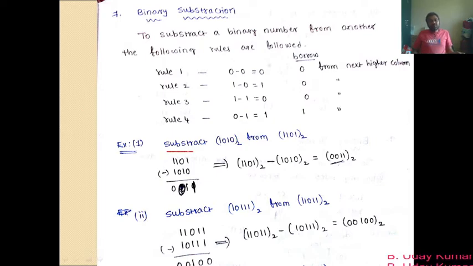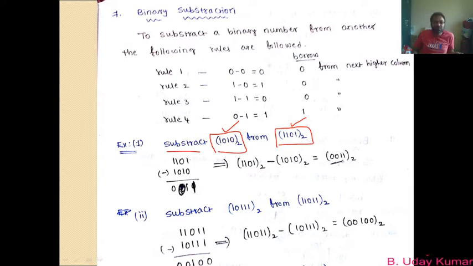Let us take example 1. Let us subtract 1010 to the base 2 from 1101 to the base 2. That means you have to subtract this from this. So 1101 to the base 2 minus 1010 to the base 2. This is what you have to do. So let us take the one from which you have to subtract, that is 1101, and you have to subtract 1010, so you write minus 1010.